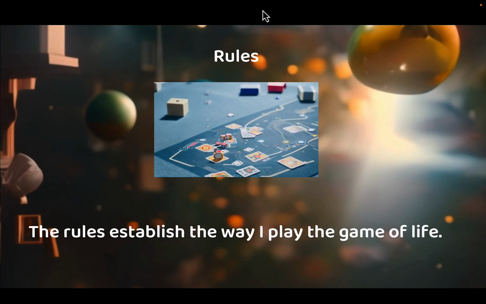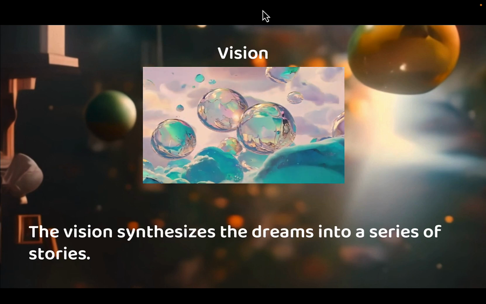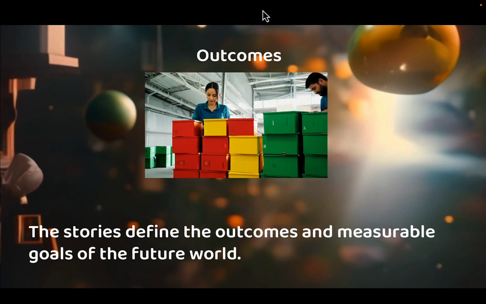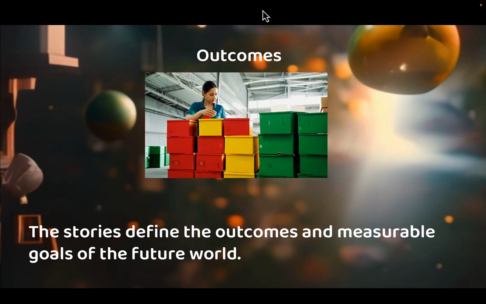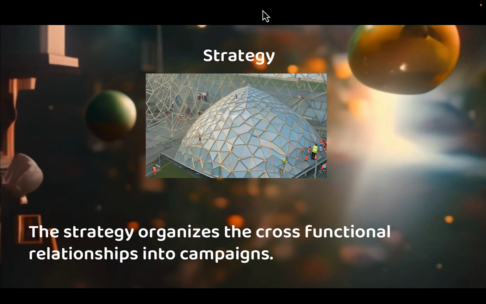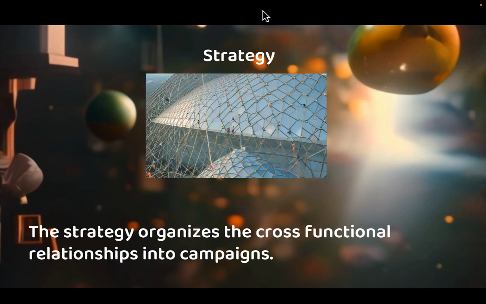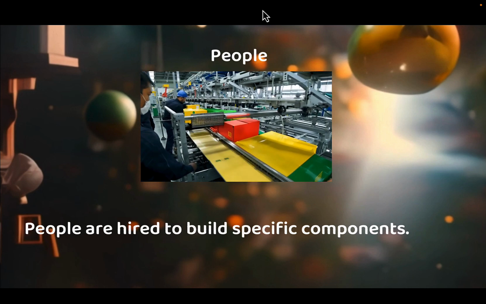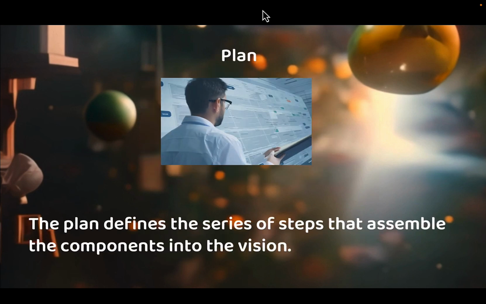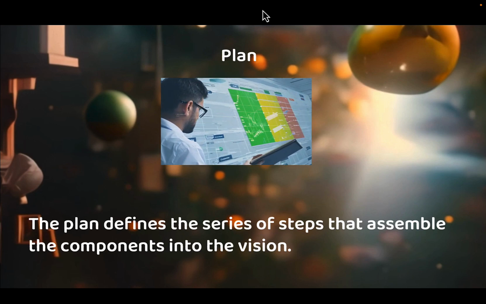The rules define the way I play the game of life. The vision synthesizes the dreams into a series of stories. The stories define the outcomes and measurable goals of the future world. The strategy organizes the cross-functional relationships into campaigns. People are hired to build specific components. The plan defines the series of steps that assemble the components into the vision.